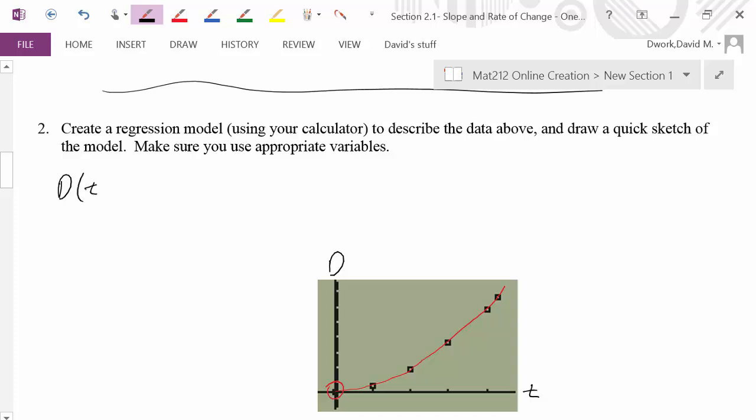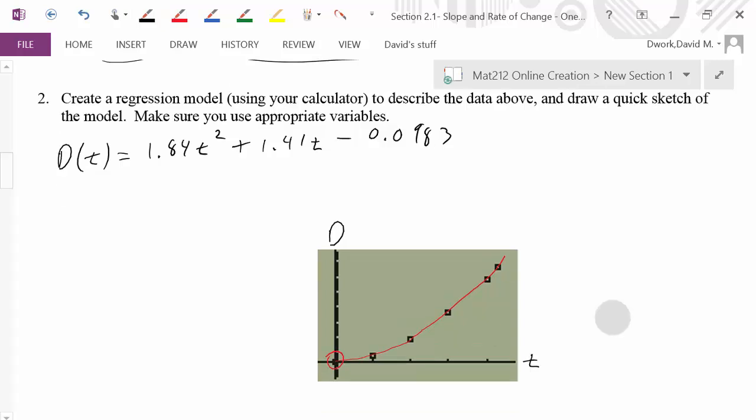Our function would be the distance as a function of time, where now if you look back at your calculator, you'll see it was something about 1.84 t squared. Yes, your calculator says x squared because it doesn't know it was time, plus 1.41 t minus 0.0983. Great. So now we have a function that describes how our runner was moving with relationship to time.